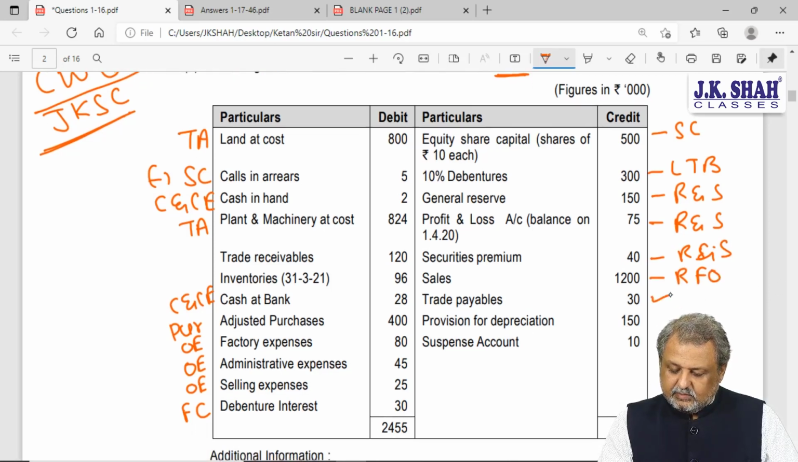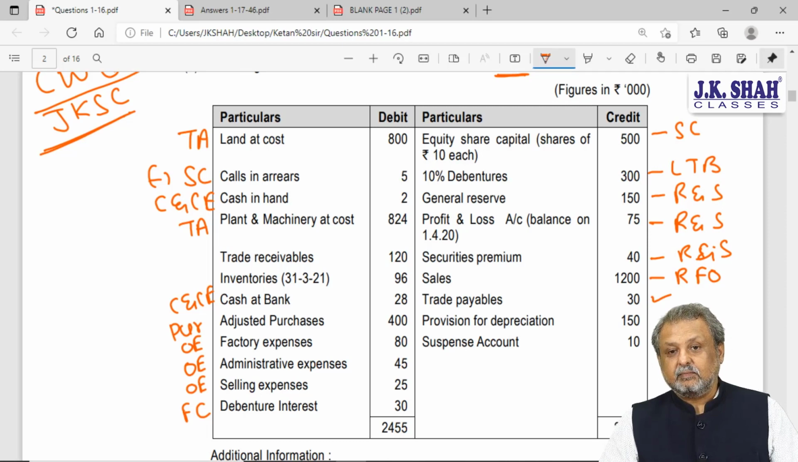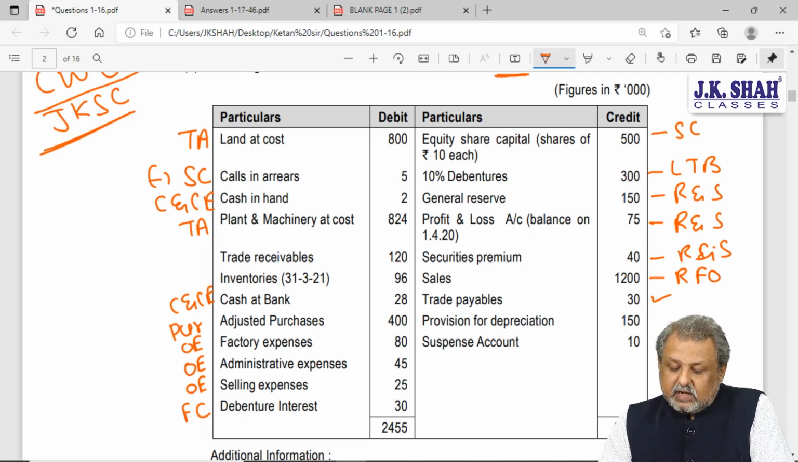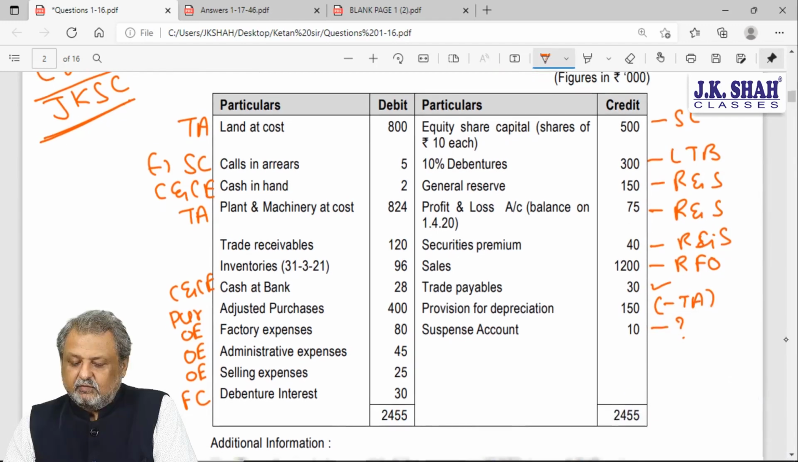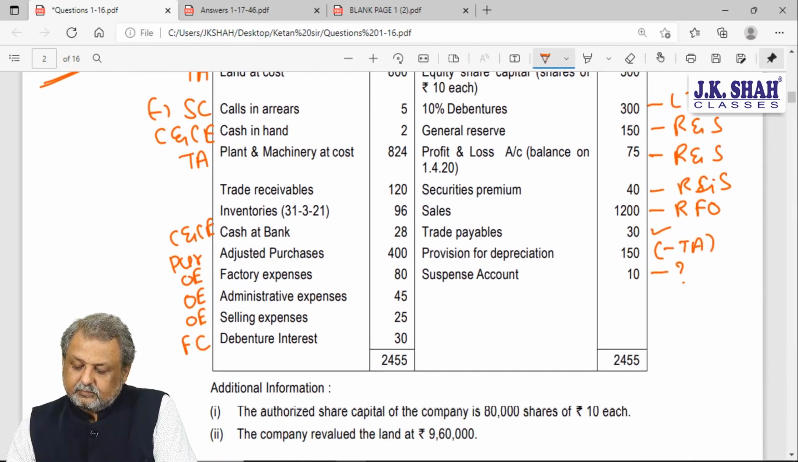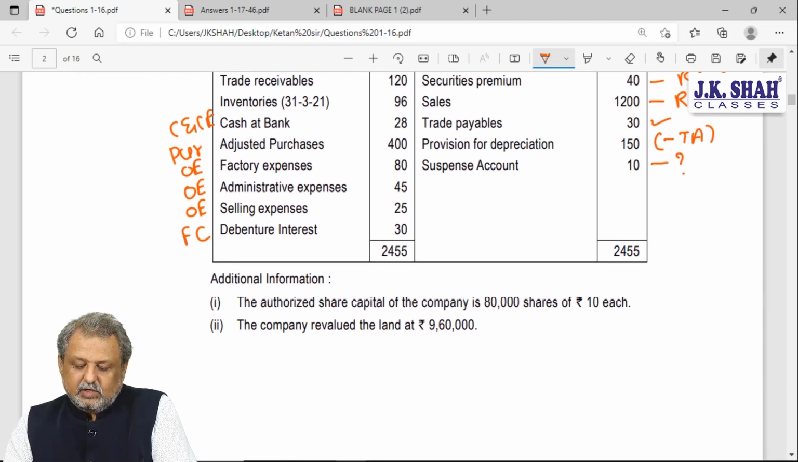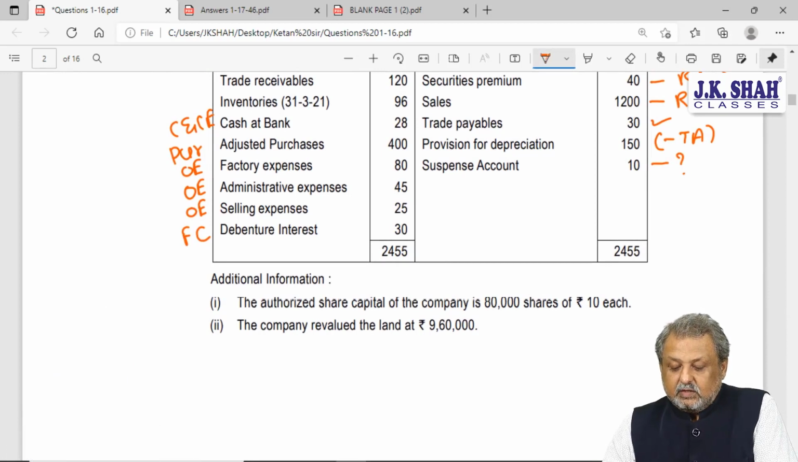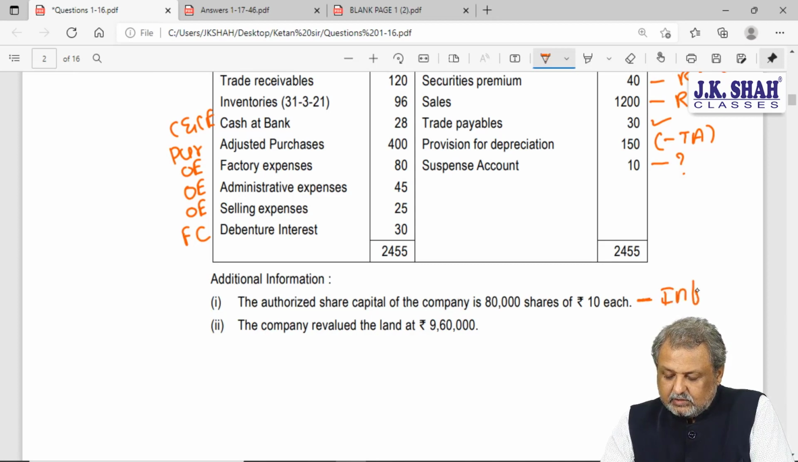Trade payables. Provision for depreciation, that is accumulated depreciation, PFD. This will be deducted from the tangible assets. And suspense account. Obviously some information will be given in the question. Then additional information. Authorized capital of the company is 80,000 shares of ₹10 each. This is just information to be written in notes to accounts, note number 1.